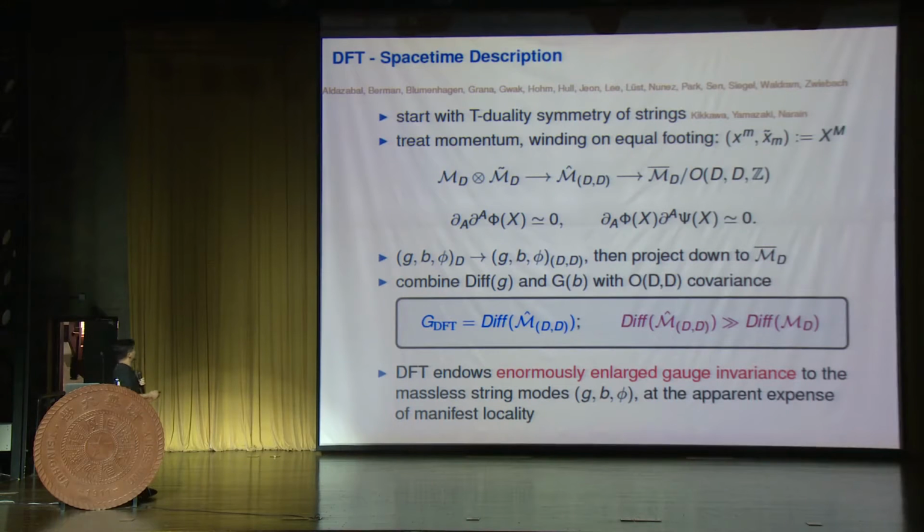So for DFT, I just want to make a very brief review, and it starts from T-duality symmetries. We treat the momentum and winding quantum numbers on equal footing. So we introduce two coordinates, the original coordinate and the dual coordinate. And of course, this originally should be done on toroidal compactification, but I will just depart from that. I just take that symmetry as a more fundamental symmetry and view this as the guiding principle of enlarging the gauge symmetry. So the gauge symmetry is diffeomorphism times this O(D,D) duality symmetry.